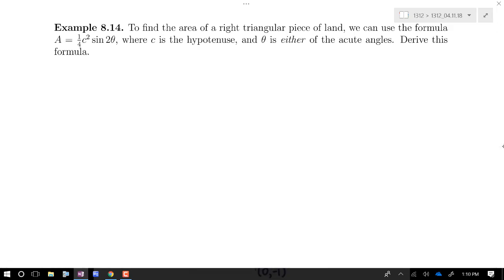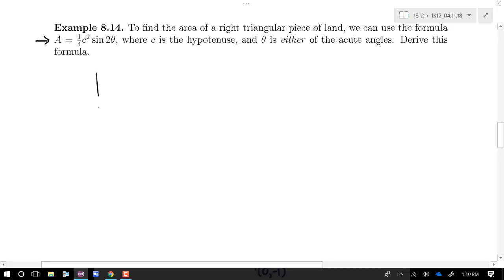This says, oh, it's a nice word problem. To find the area of a right triangular piece of land, we can use this formula, where C is the hypotenuse and theta is either of the 2 acute angles. So it doesn't matter which one we know. Let's derive this formula. I mean, show that this formula is true.